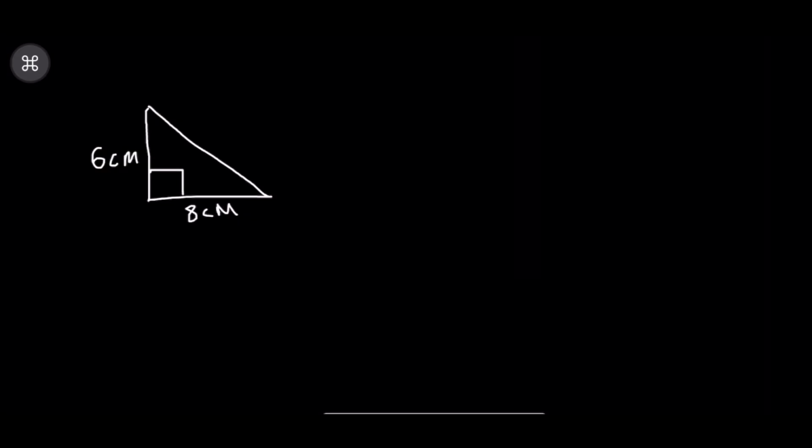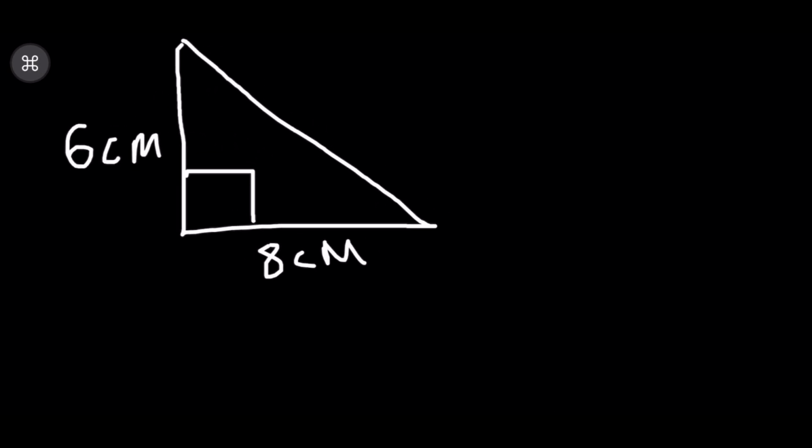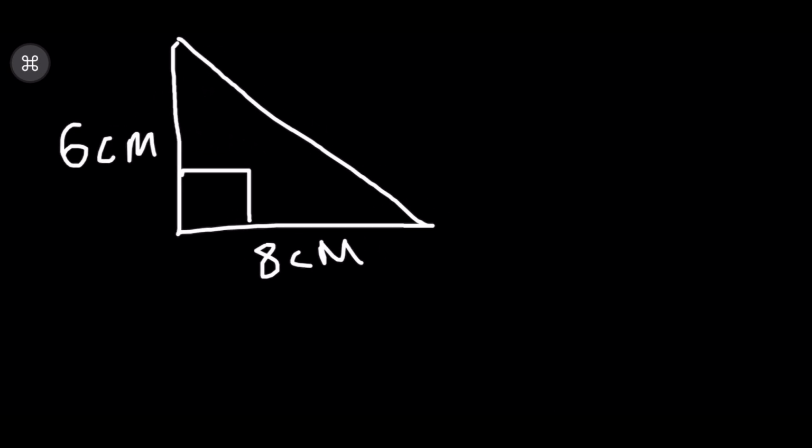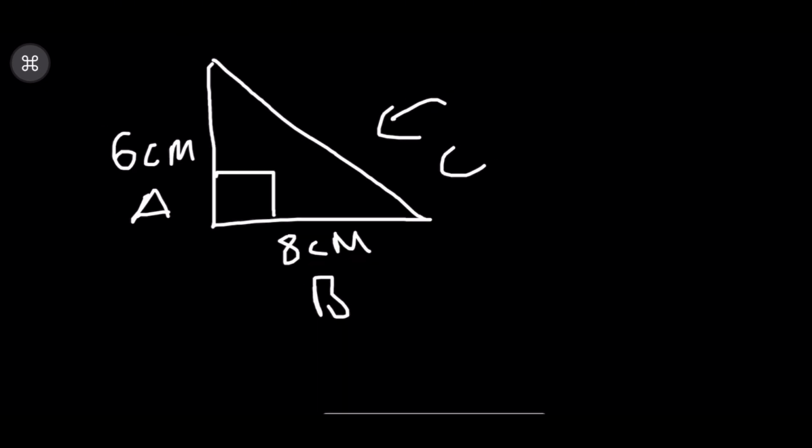Let's start with the most common case, finding the hypotenuse. Here we've got a right-angled triangle with sides 6 cm and 8 cm, and the hypotenuse is the missing side. So we'll label the triangle: a equals 6 cm, b equals 8 cm, and c is the hypotenuse.